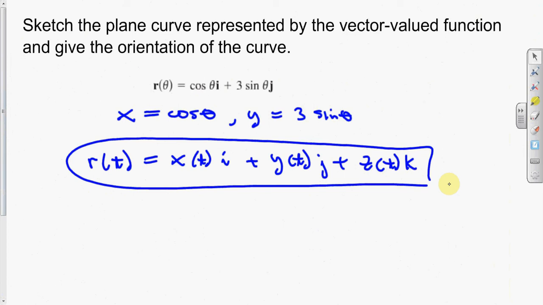Now, what's the relationship that I know between cosine and sine that I can use to eliminate theta to have a function of x and y alone? What's the relationship? Which would be several, but can you name one good one? In terms of cosine and sine. Yes, sir. Cosine squared theta plus sine squared theta is equal to 1. Let's use that. Okay?